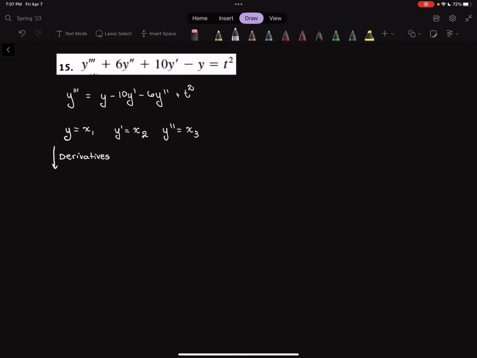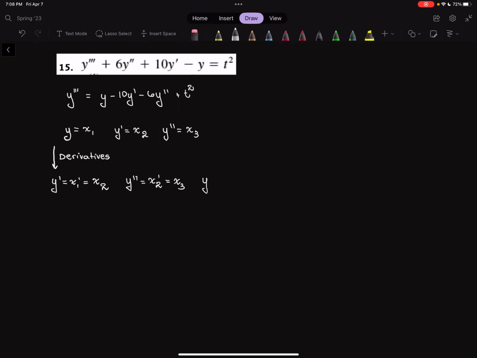And what are we going to get? Well, y prime is equal to x sub 1 prime, which is really equal to x sub 2, since we have y prime here. Okay. And now we're going to take the derivative of that second definition. So we get y double prime is equal to x sub 2 prime. Well, what's that equal? y double prime is also equal to x sub 3. Okay, looks like an interesting game.